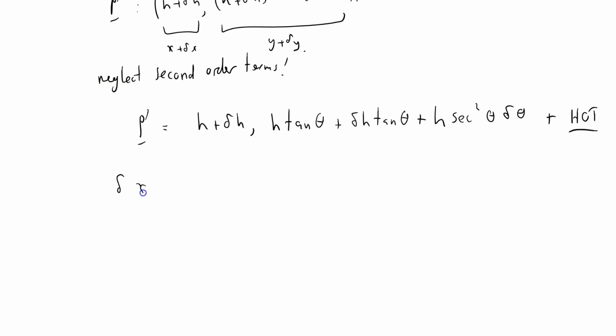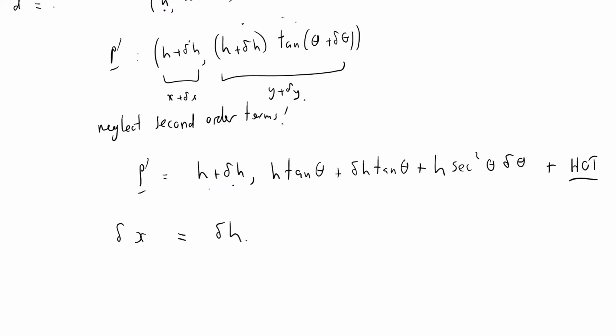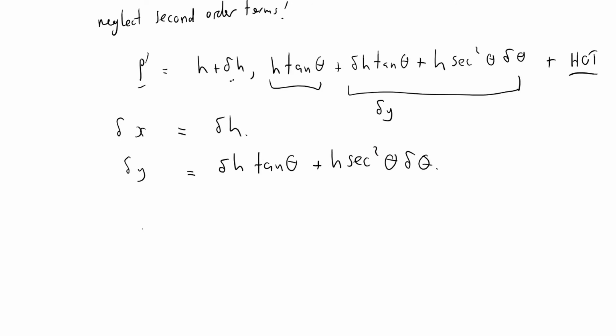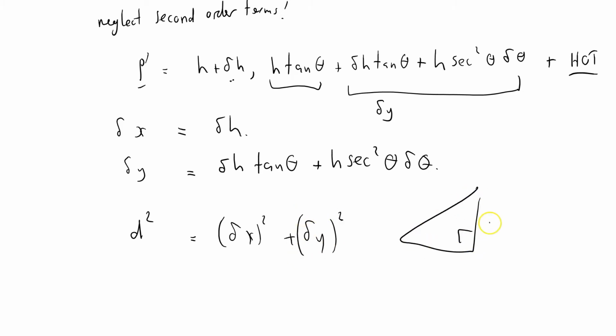So delta x is equal to delta h because we started at h and then we've gone to h plus delta h. Delta y is just, well, we started at h tan theta, and what we've moved, this thing here is the delta y. So delta y is, let's just write it out, delta h tan theta plus h sec squared theta delta theta. And my distance is just delta x squared plus delta y squared, just by boring old Pythagoras. Delta y, delta x, and there's d squared.